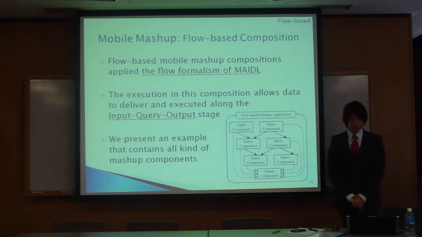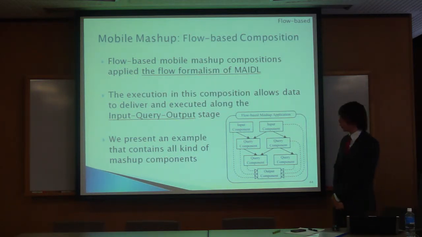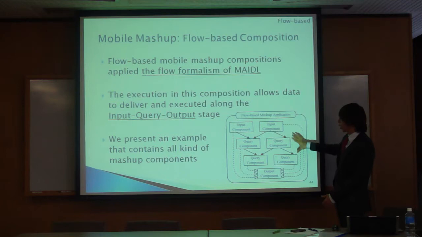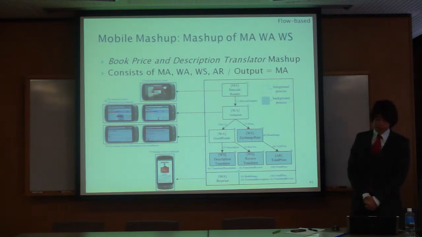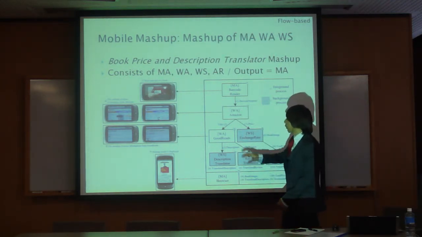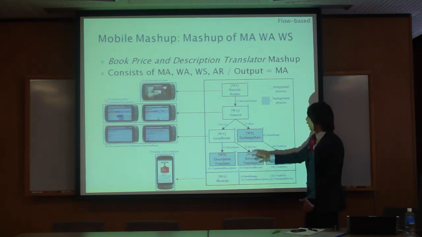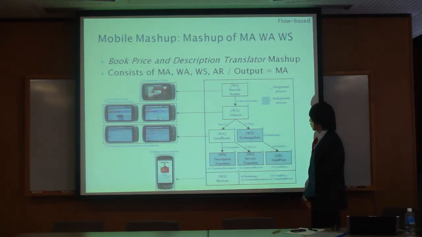Next, we will show you an example of flow-based composition. The flow-based mobile mashup composition applies the flow formalism of Midle, the fundamental Midle. The execution in this composition allows data to be delivered and executed along the input, query, and output stages. And we present an example that contains all kinds of mashup components. So, for example, similar to the presented demo, the video footage that we saw, the book price and description translator mashup contains the barcode reader. You read the barcode from a book, and you later use the web application Amazon to query for title and price. You send the title to another web application which looks for description and reviews.